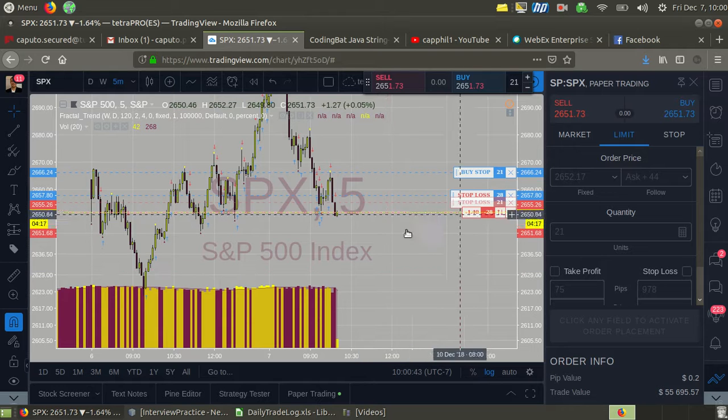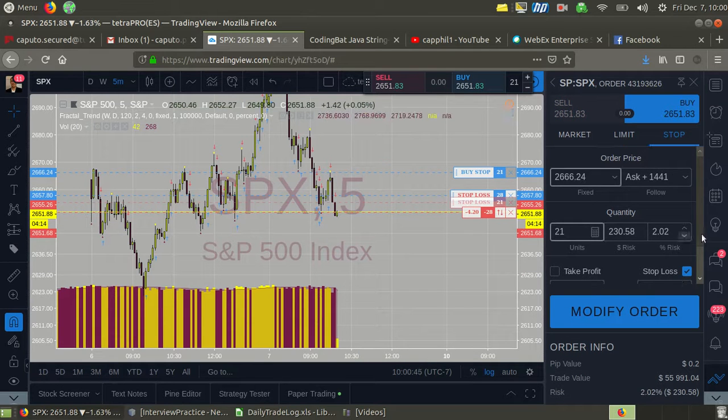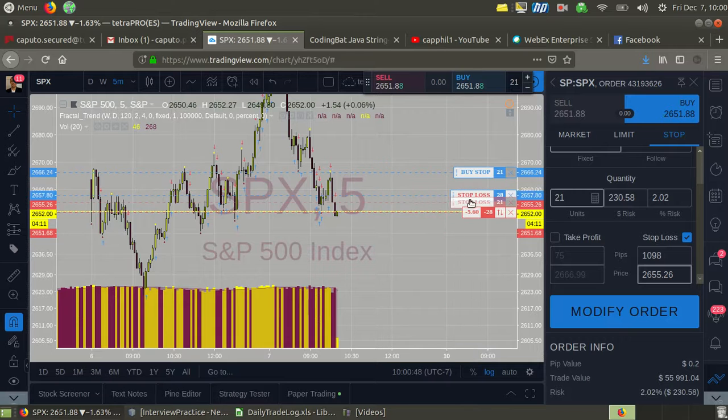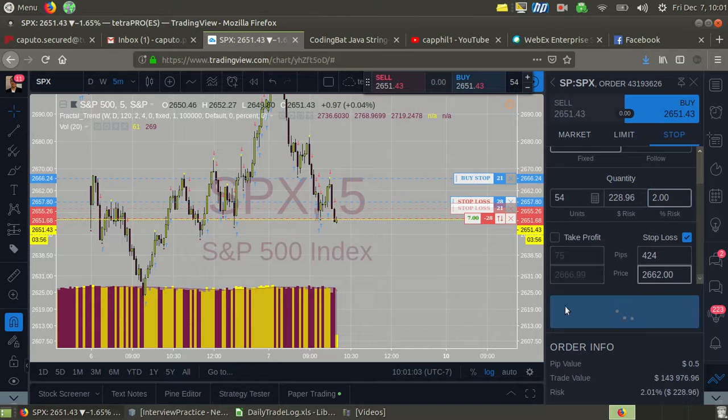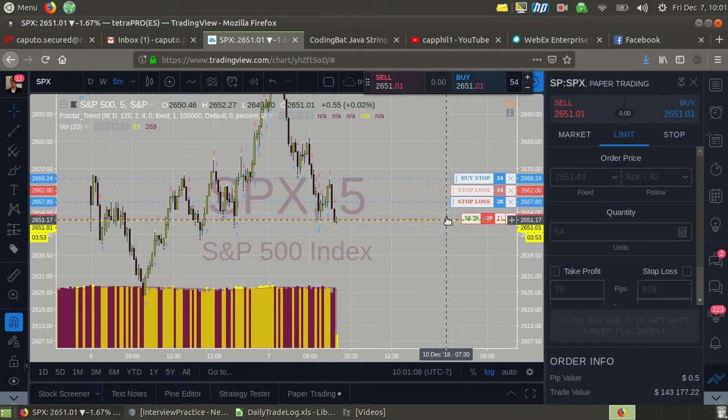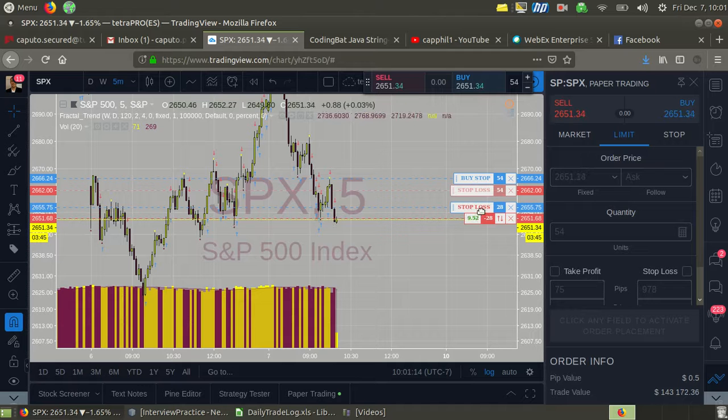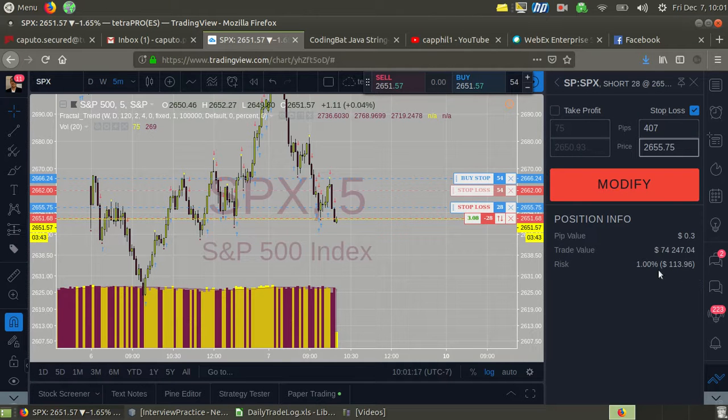So I want to make that 21. No, I don't. What I want to do is move the stop order in. The stop order 2662. Yeah, okay. Now I can move this stop down, reduce risk to the high of that bar. So on this trade, what we have right now, we only have 113 at risk.